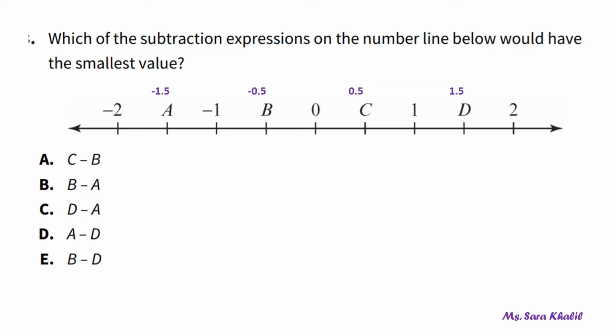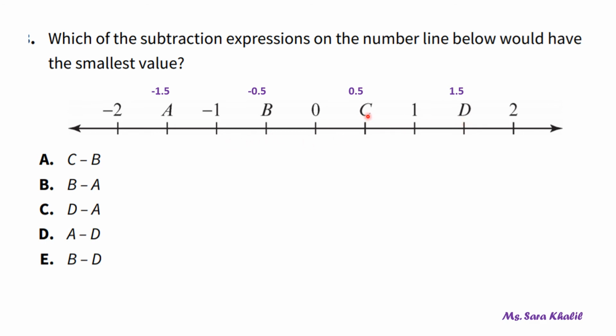Here's a little bit tricky question, although it's quite easy, but they can trick you here and there. Which of the subtraction expressions on the number line below would have the smallest value? So again, remember, negative numbers are of course smaller than positive numbers, right? And here they asked which of the subtraction expressions, and all the answers are subtractions. For me, I added these numbers, they were not there. If you need to add them, this is going to be negative 1.5, this is going to be negative 0.5, and this is 0.5, and this is 1.5.